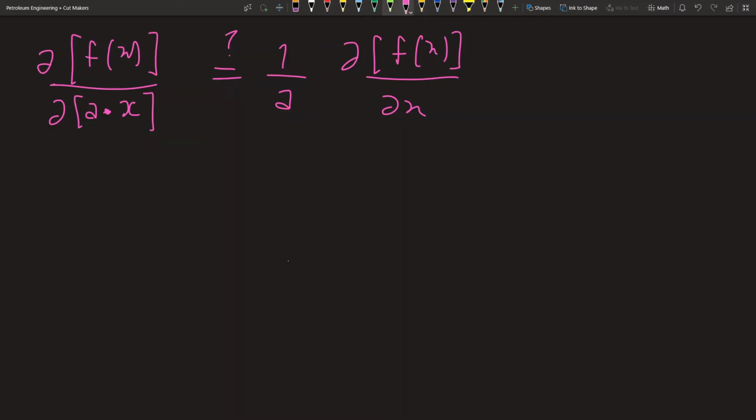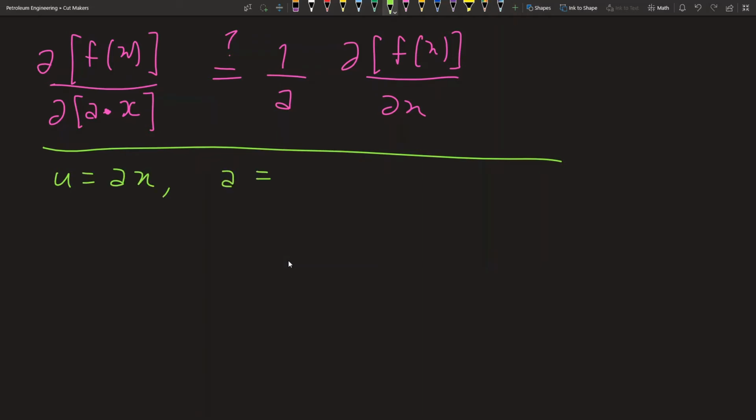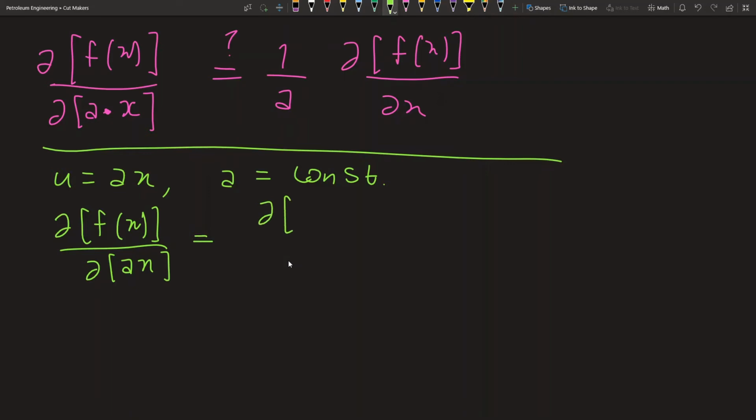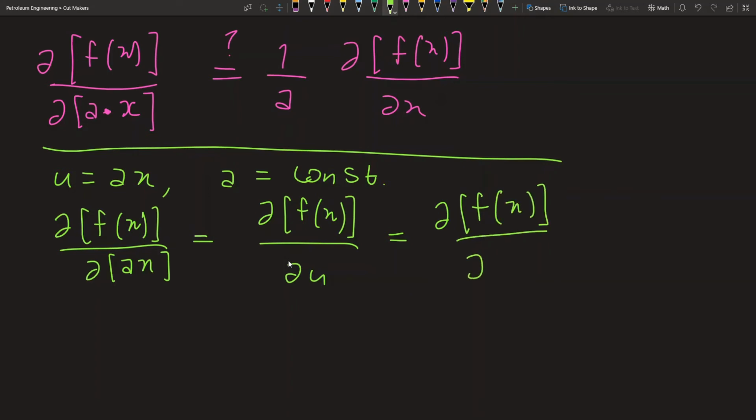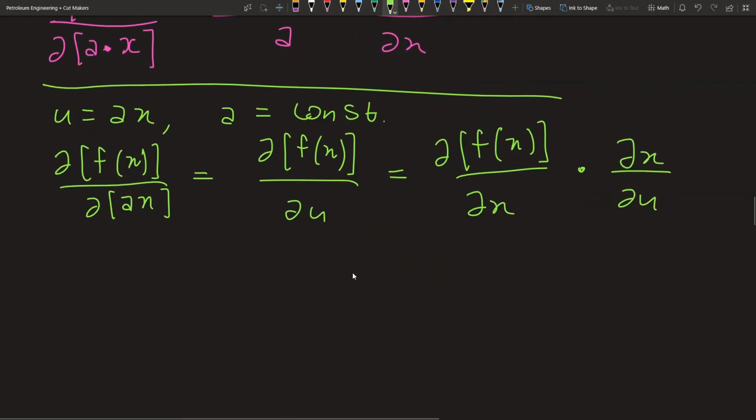So now for this proof part, I will be using limits. Okay, say you defined some variable u as being equal to ax, with a being some constant. And say that you wanted to find what this was: ∂ of f(x) over ∂ of ax. Well, this is just the same as ∂ of f(x) over ∂u, and you can rewrite this as follows using the chain rule: ∂ of f(x) over ∂x multiplied by ∂x over ∂u. Okay? So now, what is ∂x over ∂u?